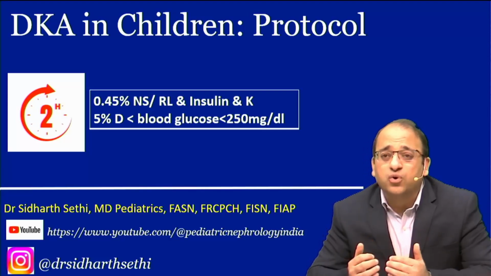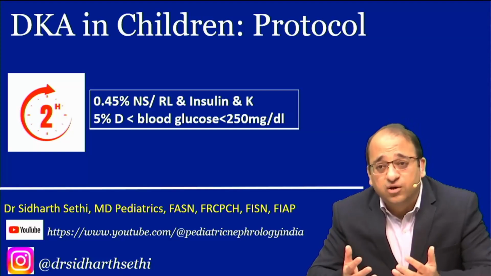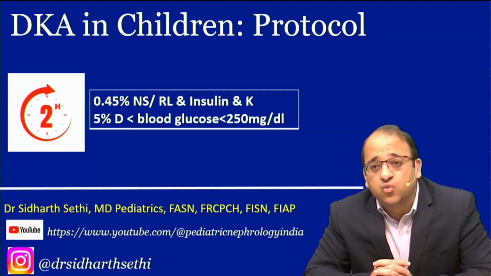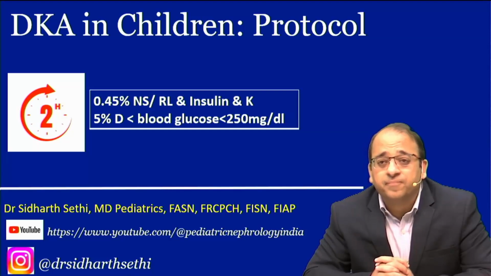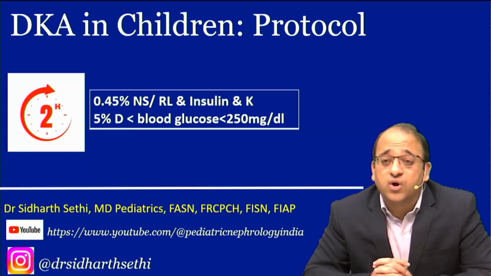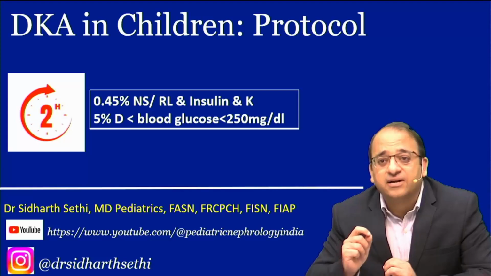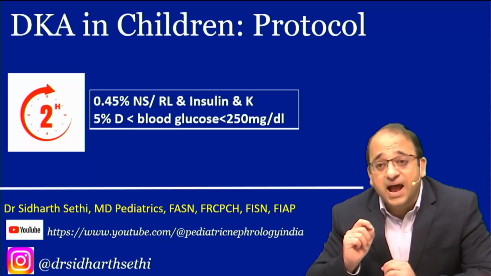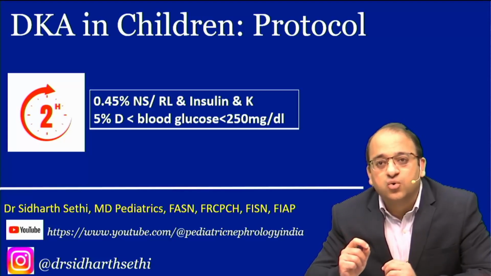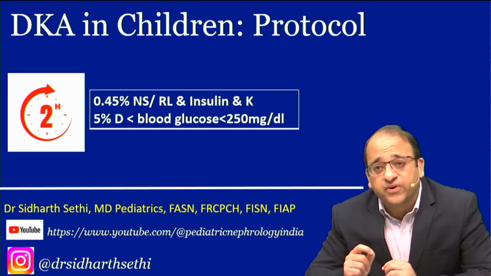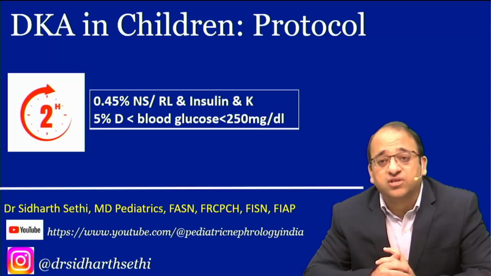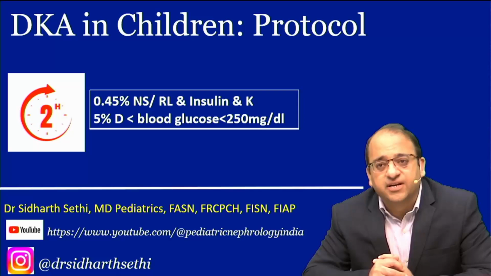Now all of you know that insulin causes transcellular shifts of potassium, so this patient will require potassium supplementation as well. And your examiners will also ask you when to add dextrose. So we add dextrose when blood glucose is less than 250 milligrams per deciliter. So when the blood glucose is less than 250, you add dextrose in the fluids, at least 5% dextrose.